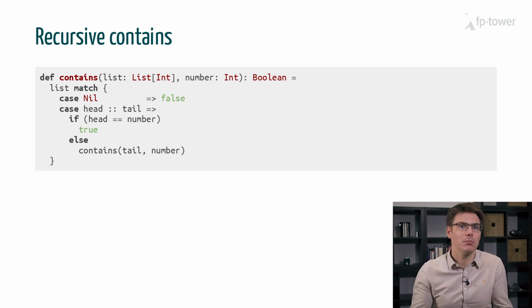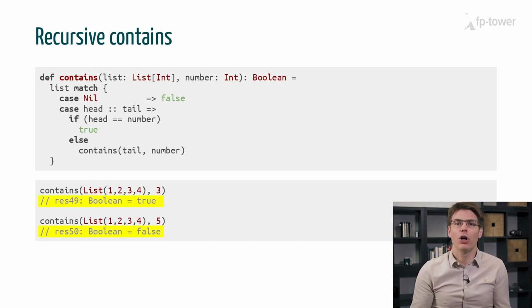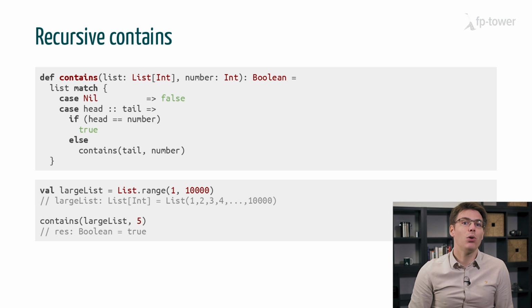Does that make sense? So we can try to call contains with a small list. And it seems to work perfectly well. We can even call contains with a large list as long as the target number is present toward the beginning, because if that's the case, the recursion will stop early.